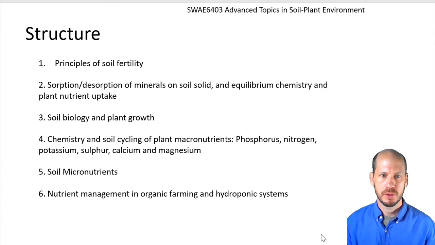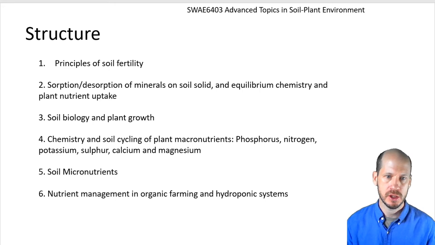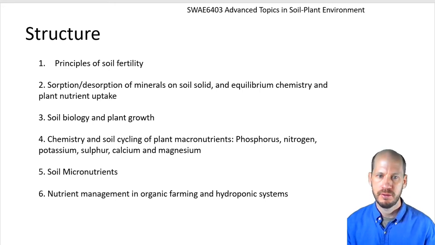Topic 4 is about chemistry and soil cycling of plant macronutrients: phosphorus, nitrogen, potassium, sulfur, calcium, and magnesium. Topic 5 is soil micronutrients. And topic 6 will be how to manage these nutrients in different farming systems, organic farming and hydroponic systems in special.